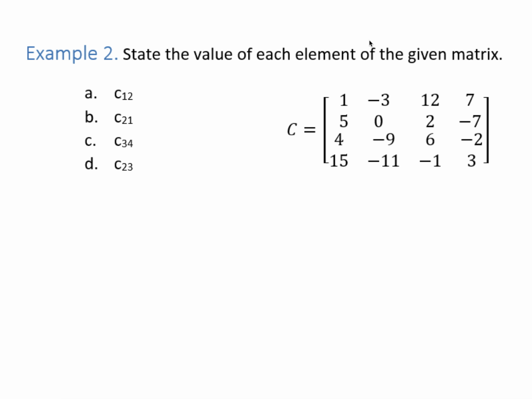State the value of each element of the given matrix. So we can denote each element. So C, 1, 2. Well, that means we want the first row, second column. So 1, 2 would be -3. 2, 1. Well, that means we want the second row, first column, which would be the 5. 3, 4, that's third row, fourth column, so -2. And last, we have 2, 3, so second row, third column, which would be a 2.